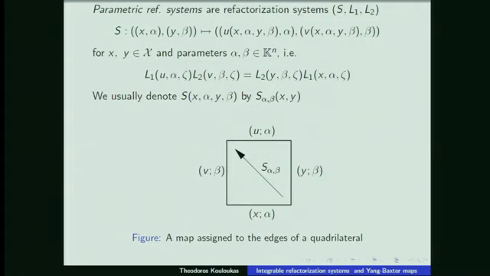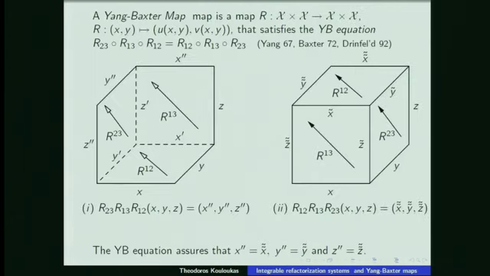We can also put some parameters in our map. So parameter alpha goes with X and U, while parameter beta goes with Y and V. In this way, we derive parametric refactorization systems and parametric Lax pairs. And we can represent such a map at the edges of an elementary quadrilateral, like in this figure. We put initial values X and Y at these two edges, and we derive the final values U and V by applying this map.